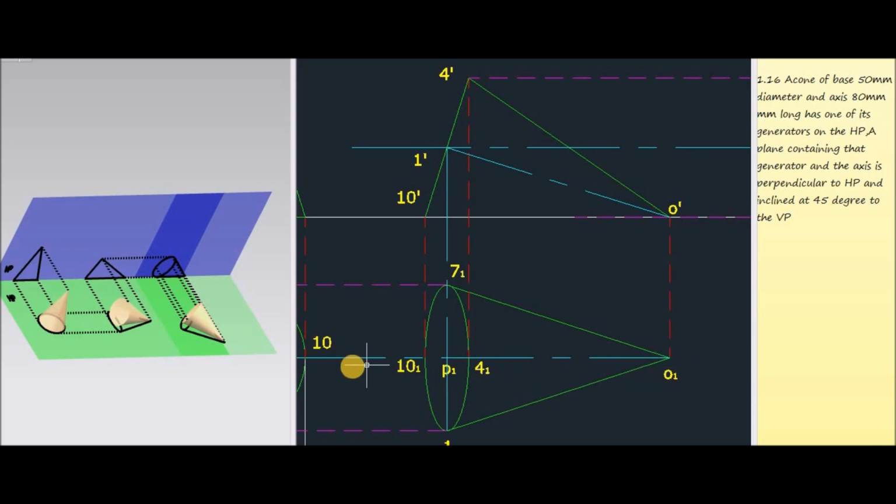Similarly, 10 1 is obtained by joining 10 and 10 dash. 7 1 is obtained by joining 7 and 7 dash. P1 is obtained by joining P and P dash. 4 1 is obtained by joining 4 and 4 dash. 1 1 is obtained by joining 1 and 1 dash. And complete this figure. So this figure represents the final top view of the question.